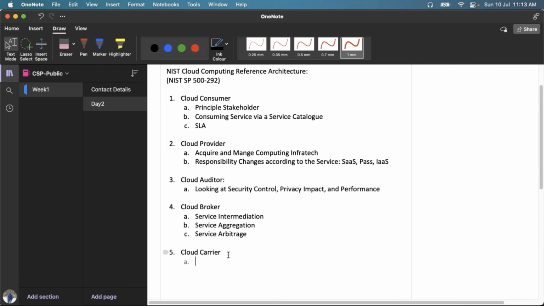So this is providing you access to consume through network and telecommunication. We can define it something like that, as a process.